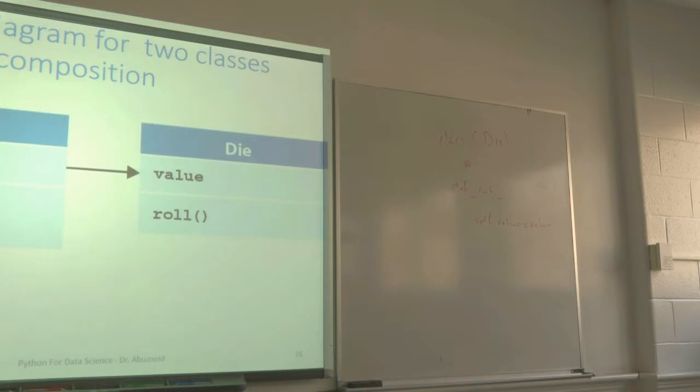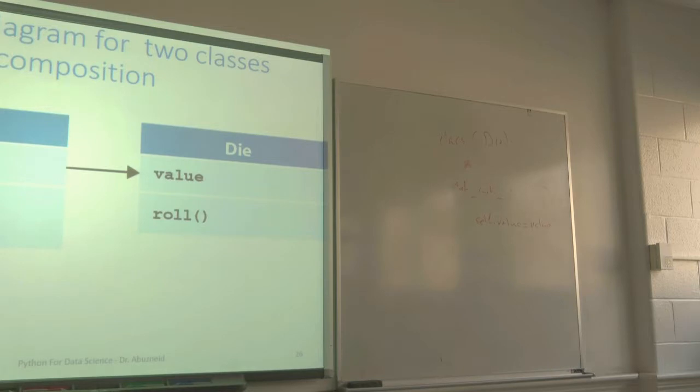What methods do we need for a die? What do you do with a die? You eat it? Roll it. Any other function? So for a die class, I need one method, which is roll, and one attribute, which is the value. Do I need anything else?